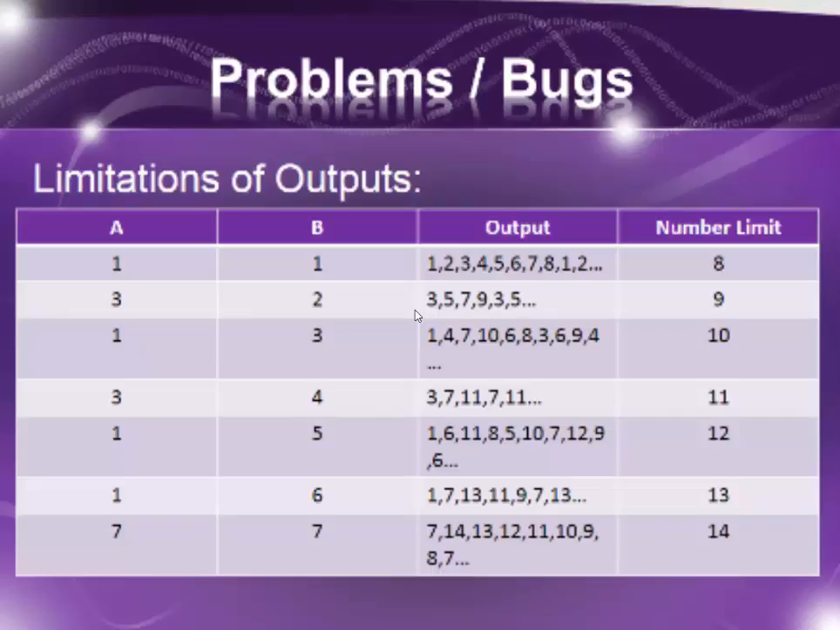And the last problem that I faced with the circuit was the limitation it had. I realized after testing over and over again that each B number had its own number limit, which didn't depend on the A. So for example, for B1, the limit was 8, and it didn't matter what A was. And the same thing for B2, the limit was 9, and it didn't matter what the A was either. And so on until 7, where the limit was 14.